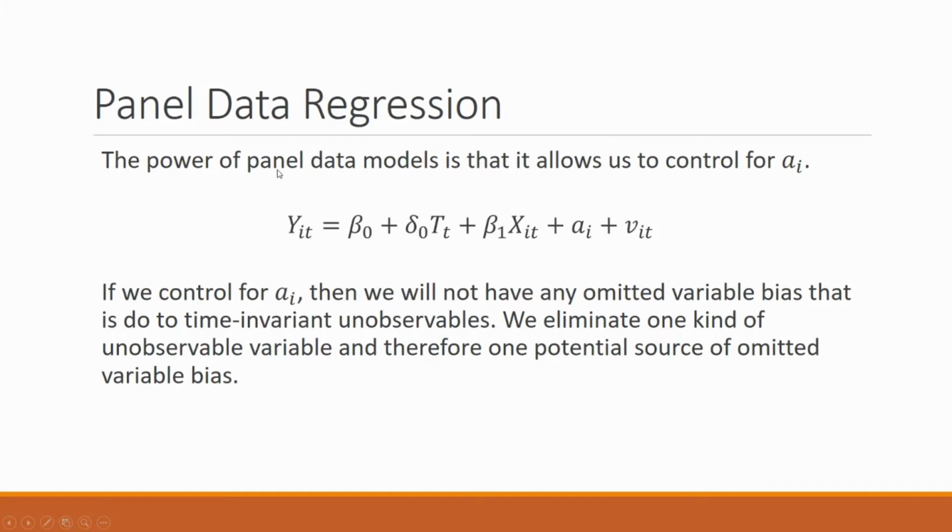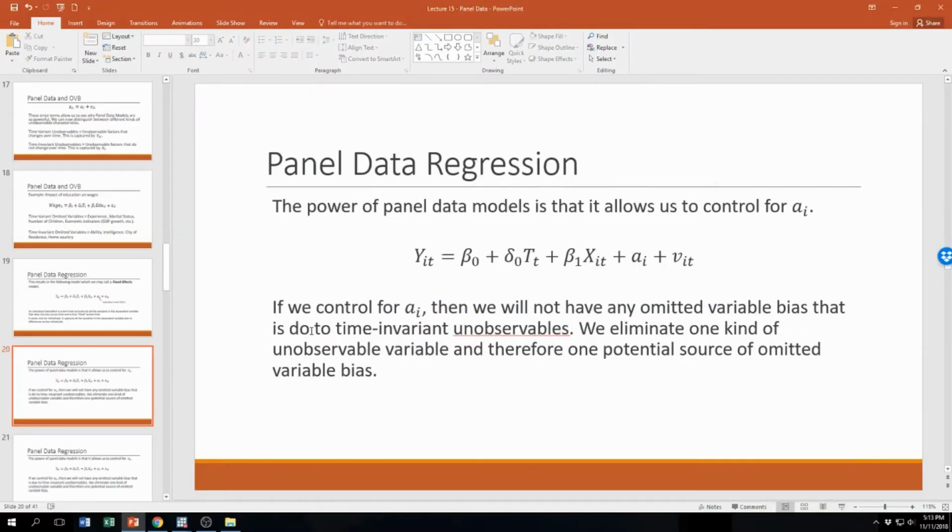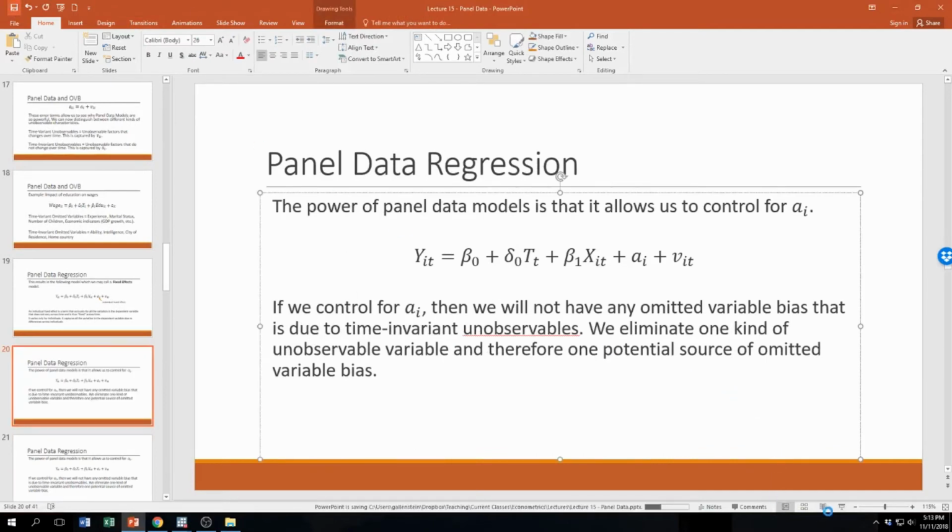The power of panel data models is that it allows us to control for this A_i. It allows us to control for the time invariant unobservables. So if we control for A_i, then we will not have any omitted variable bias that is due to time invariant unobservables.